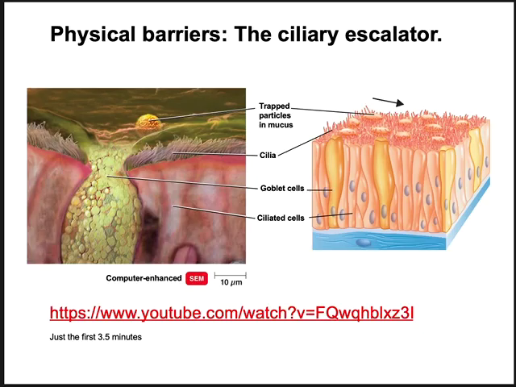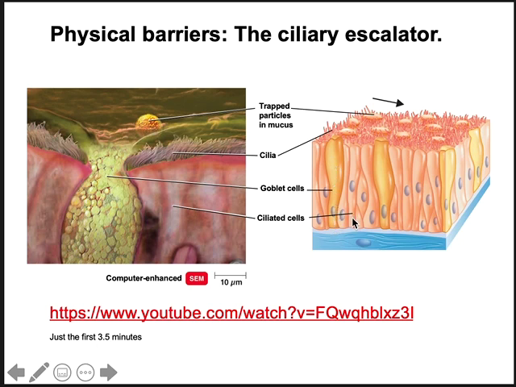All right, next, I told you we'd talk a little bit about the ciliary escalator, right? So if you were to look at the lower respiratory system, you would see these elongated epithelial cells, and then in between, scattered throughout, you have these specialized goblet cells.